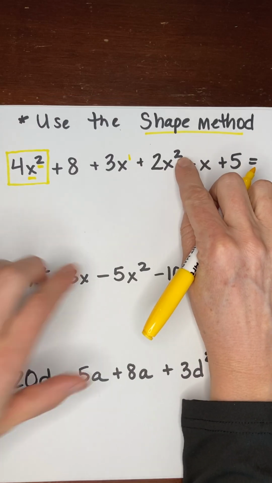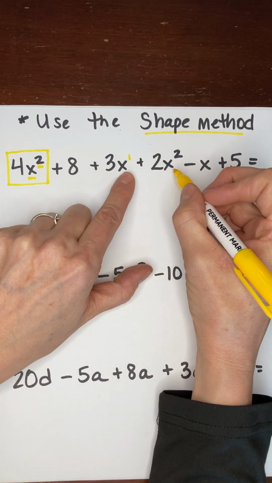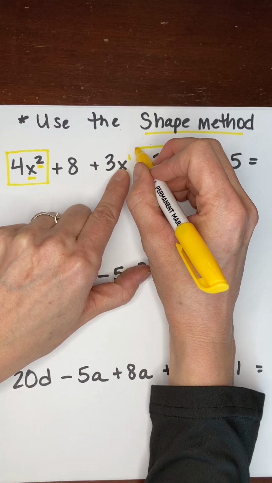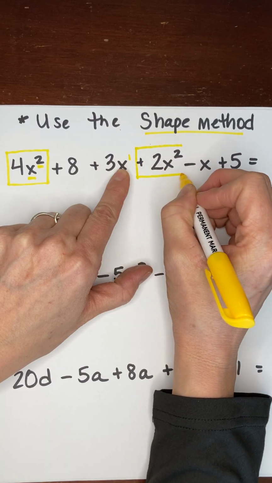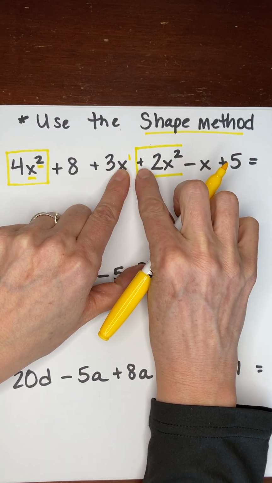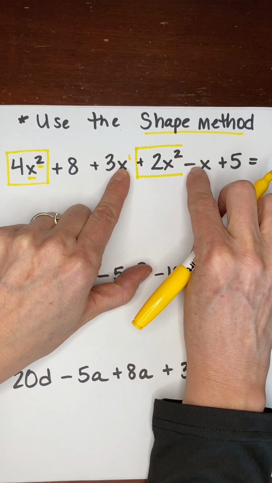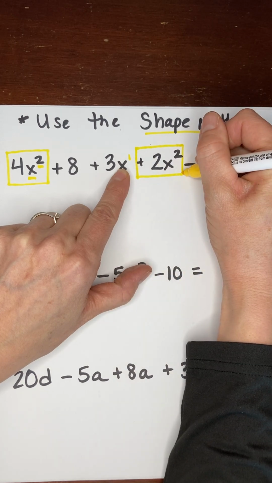X squared. Okay, great. So I'm going to put a box around this term, and I want to make sure that I put a square all the way around the sign just to the left of the number. Okay, not the sign behind it, but the sign in front of it.